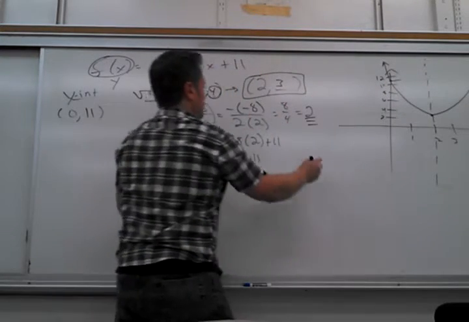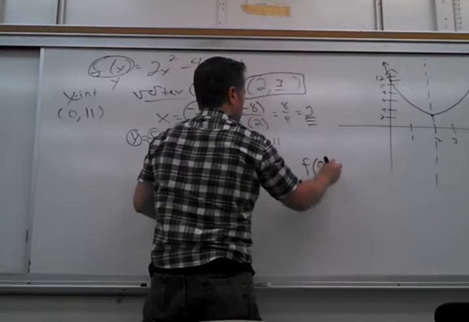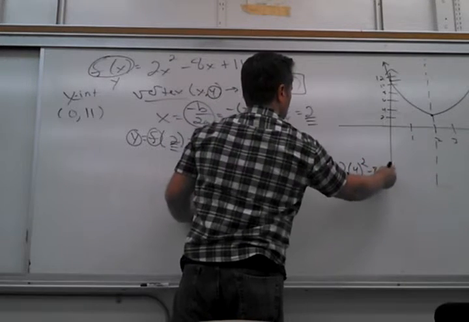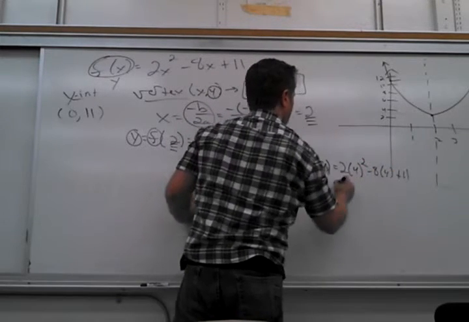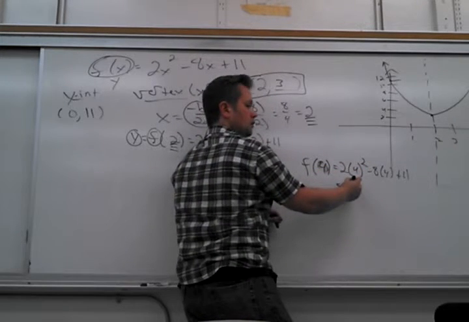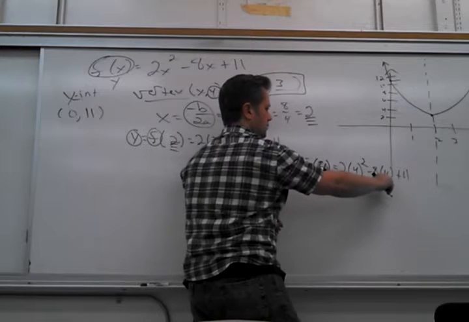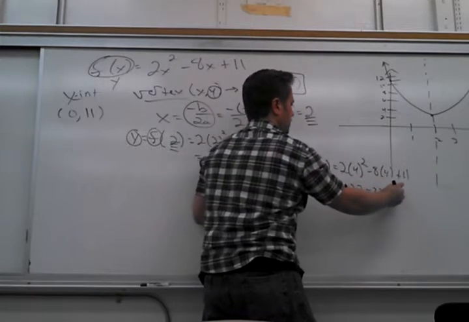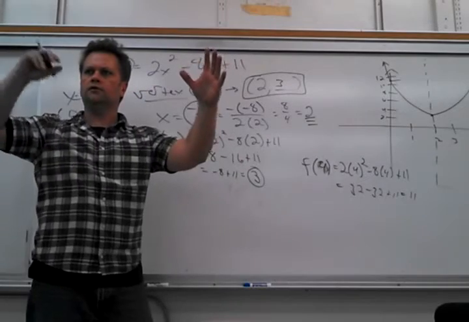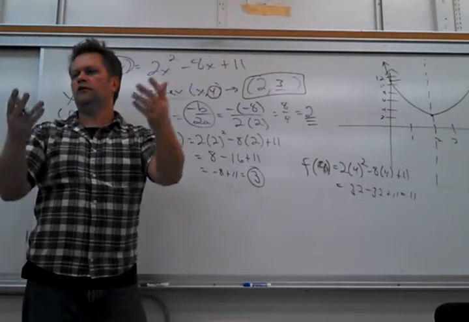So if I plug a 4 in, what do you get when you plug a 4 in? Twice 16 is 32. Minus 32 plus 11 is 11. Yeah, so you can check that other point, if you want to.